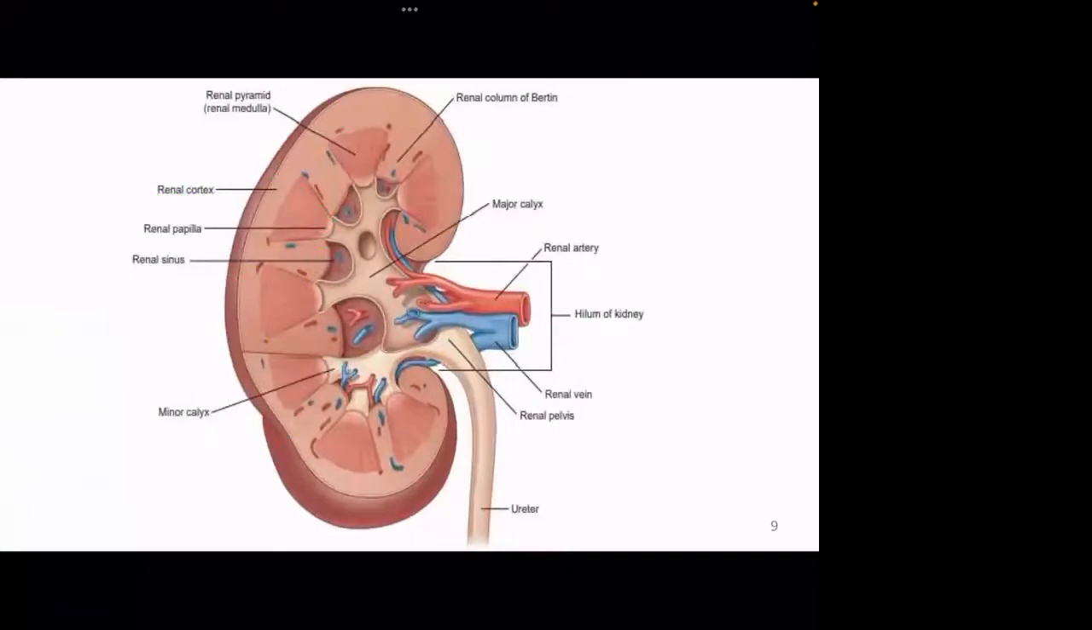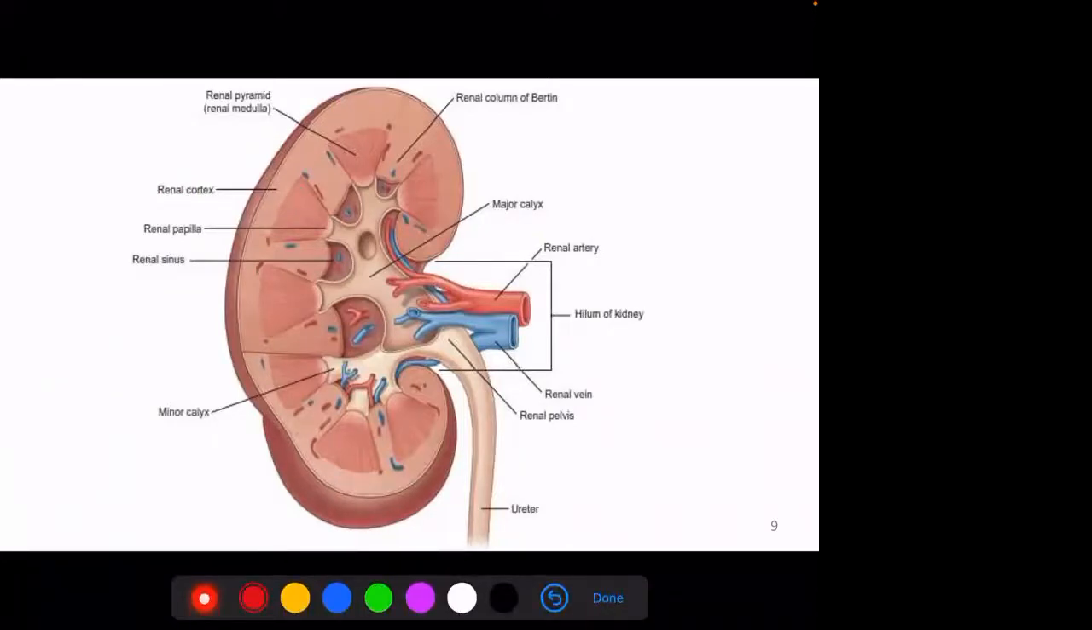All clear to you? Now one important thing is what the column of Bertini is. We have dealt with the cortex and medulla, which is the pyramid. Now, what is the column of Bertini? The column of Bertini is nothing but an extension of the cortex. This is the cortex, and the cortex extends in between the medulla, like this. So this extension of cortex in between the medulla forms the column of Bertini.